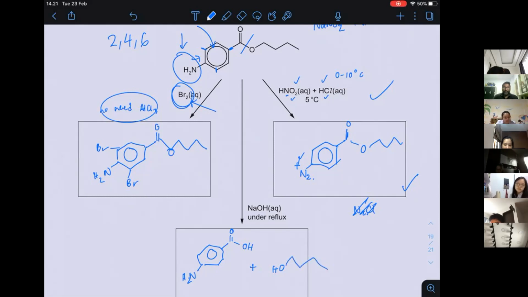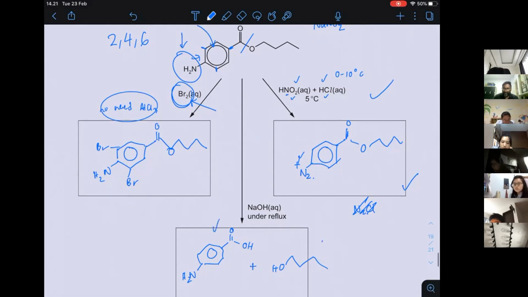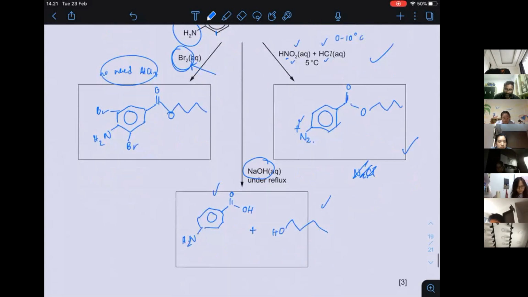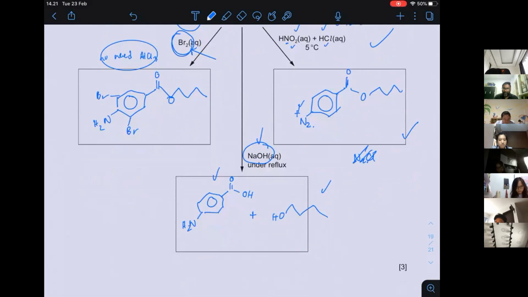Okay, so this is going to be the structure. You are going to get two compounds here, because of the reflux. Please take note, since you are using NaOH, you cannot leave the answer like this. The carboxylic acid will react with the NaOH, so you need to erase this part and say there is O minus and Na plus.